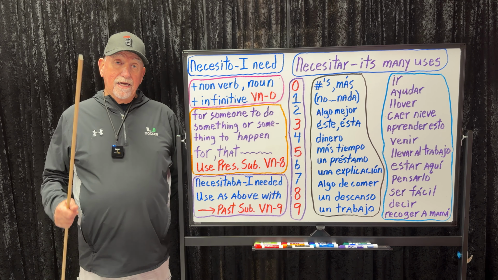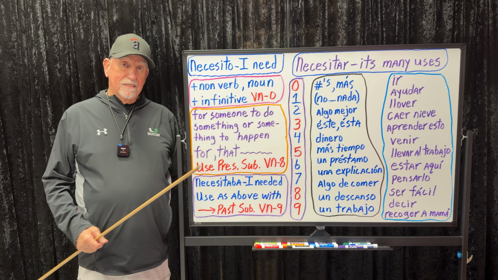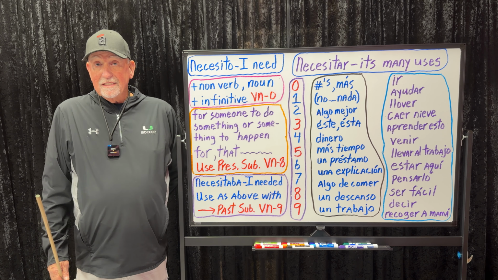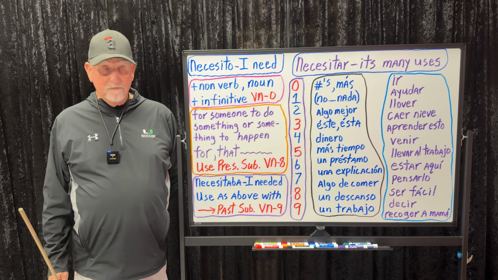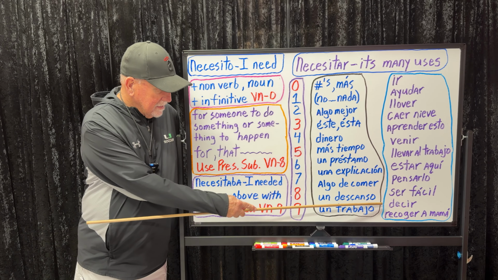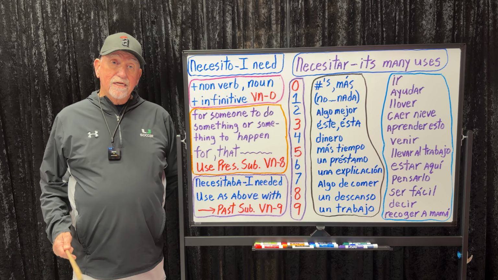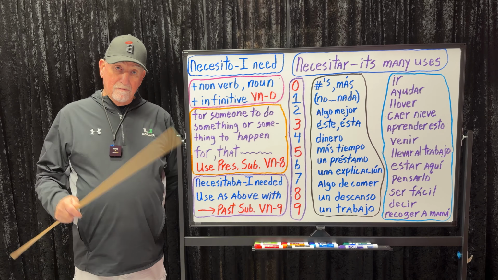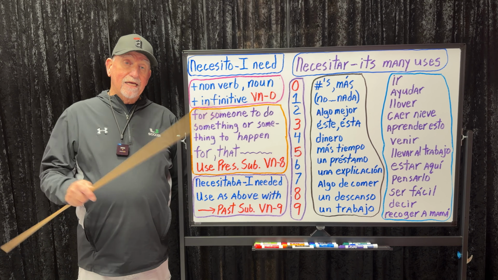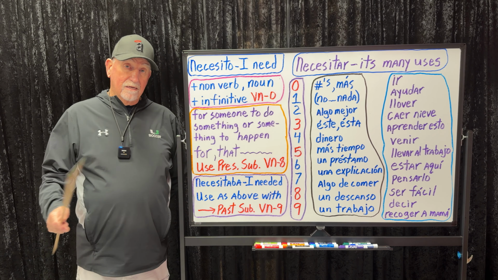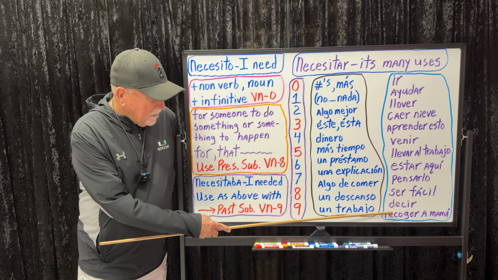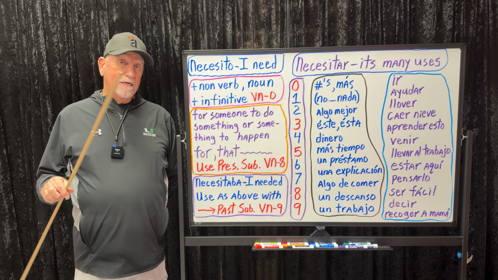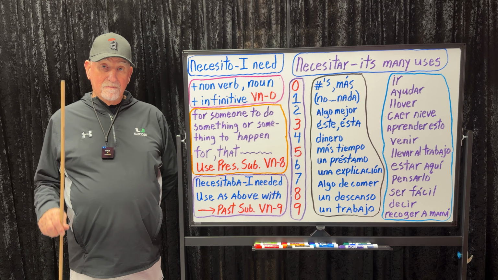Ser. I needed for it to be easy. Necesitaba que fuera fácil. You could just say, I needed it to be easy. Necesitaba que fuera fácil. Decir. We needed for her to tell the truth. This is a J verb. Necesitábamos que ella dijera, D-I-J-E-R-A, la verdad. Recoger a mamá. I needed for you to pick mom up. Necesitaba que recogieras a mamá.